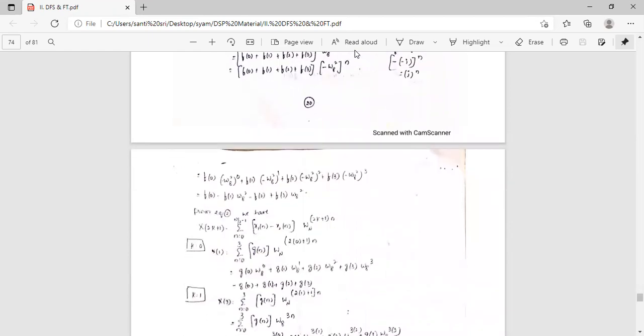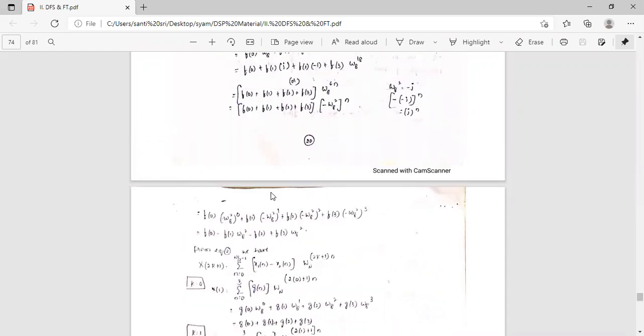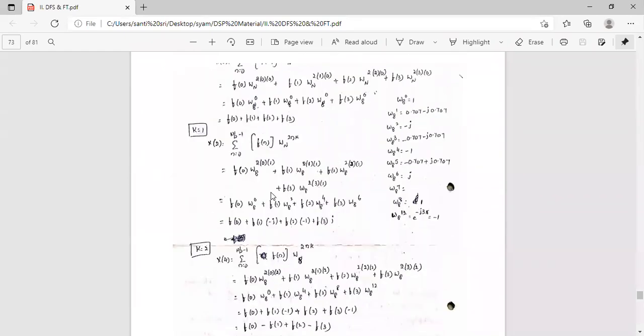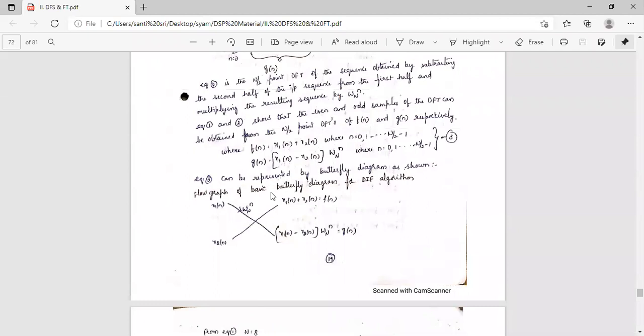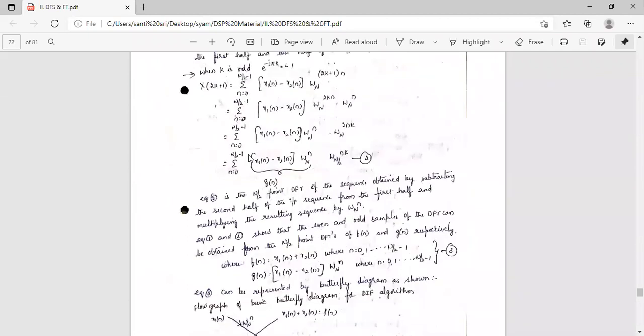By simply substituting those values, we will get f of 0 minus f of 1 into W8 power 3 minus f of 2 plus f of 3 into W8 power 2. From equation number 2, that is sigma n equal to 0 to N by 2 minus 1, x1 of n minus x2 of n into W_N power n into W_{N/2} power nk.